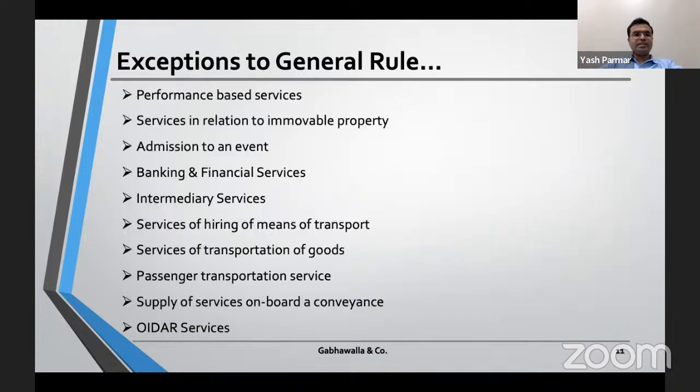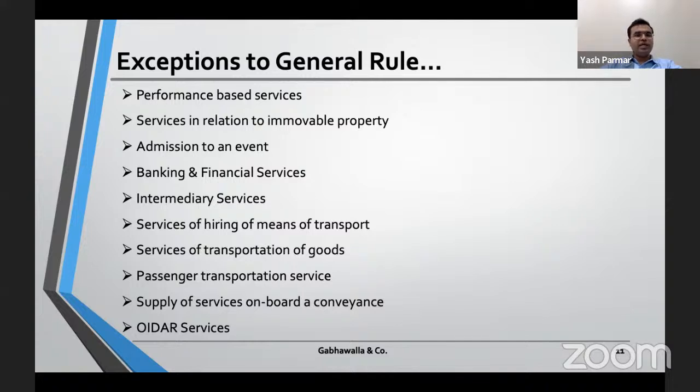Now with this, we'll try to understand that what are the exceptions which are given to the general clause. And this is a list of exceptions to the general clause. The first one is the performance-based services. The next is services which are in relation to immovable property. Then we have admission to an event, services which deal with admission to an event. Then we have services in relation to banking and financial services, services provided by the intermediaries, services of hiring of means of transport, services of transportation of goods, passenger transportation service, supply of service on board a conveyance, and OIDAR services.